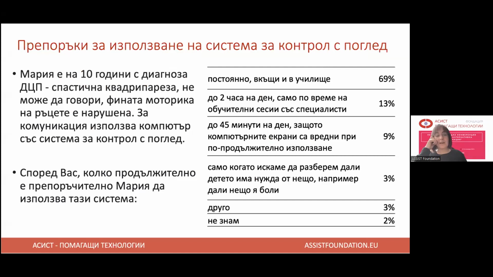We had questions. So there are such issues, for example, a 10-year-old child with cerebral palsy, she has no speech, the fine motor movements of the hands are impaired, and she uses an eye gaze computer for communication. So the question was, in your opinion, to what extent should Maria use this system? 69% of the respondents said all the time at home and at school.